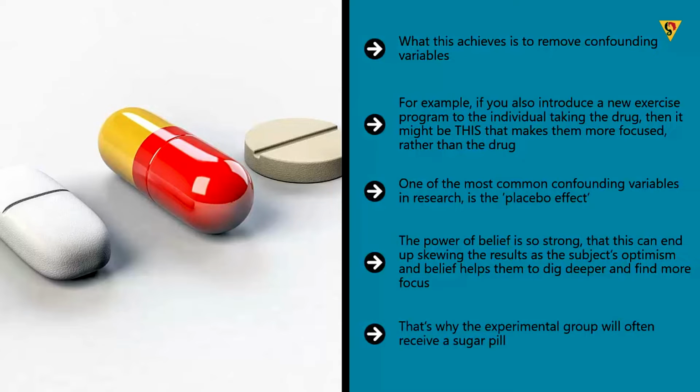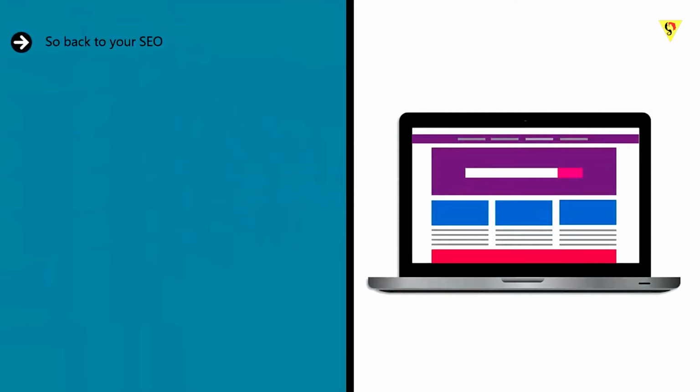That's why the experimental group will often receive a sugar pill. This way, both groups think they are getting something, and you can thereby rule out the role of placebo in the study. So back to your SEO. What does all this have to do with split testing?